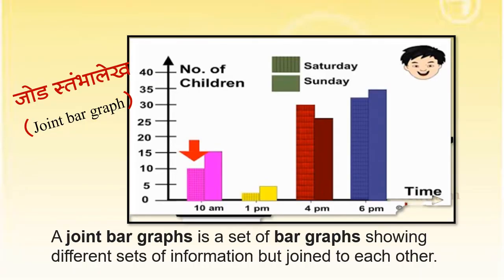So dear students, in 5th, 6th and 7th standard we have learned about graphs, right? Pictorial graph, bar graph, that is simple bar graph, joint bar graph, etc. Now what is a joint bar graph? A joint bar graph is a set of bar graphs showing different sets of information but joined to each other.